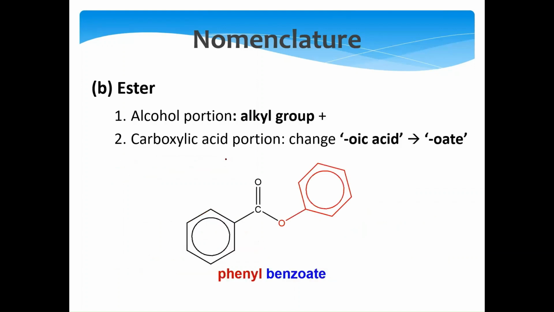And the last example on ester, the red part is from phenol, and the black part is from the carboxylic acid, so it's phenyl benzoate. But take note that a phenol and a carboxylic acid will not react to give you the ester. How can we form this ester? Then we will have to use acyl chloride instead of carboxylic acid to react with the phenol, and we must also add in NaOH. We'll talk more about this reaction later on.